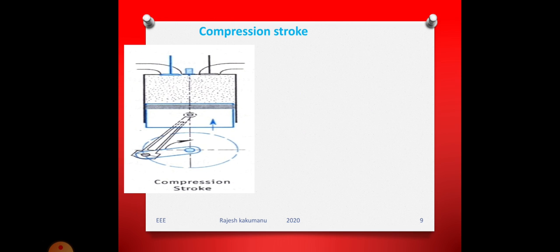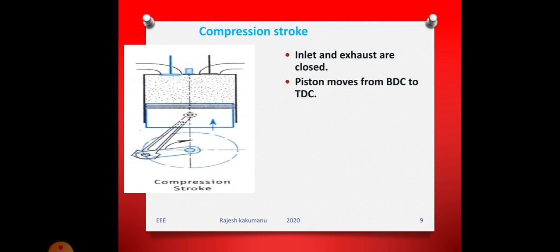Now see the compression stroke. What happens in the compression stroke? The inlet and exhaust valves are closed. Second point, the piston is moving from bottom dead center to the top dead center. The piston is moving from bottom dead center, BDC, to TDC.